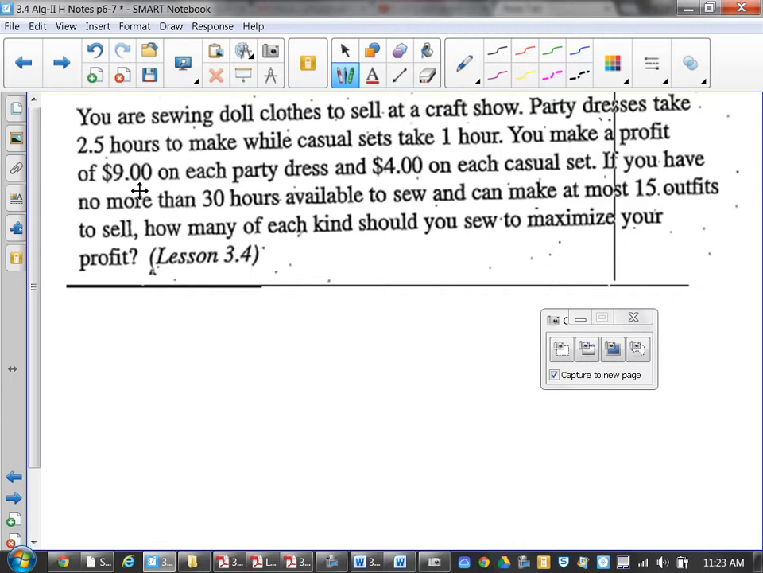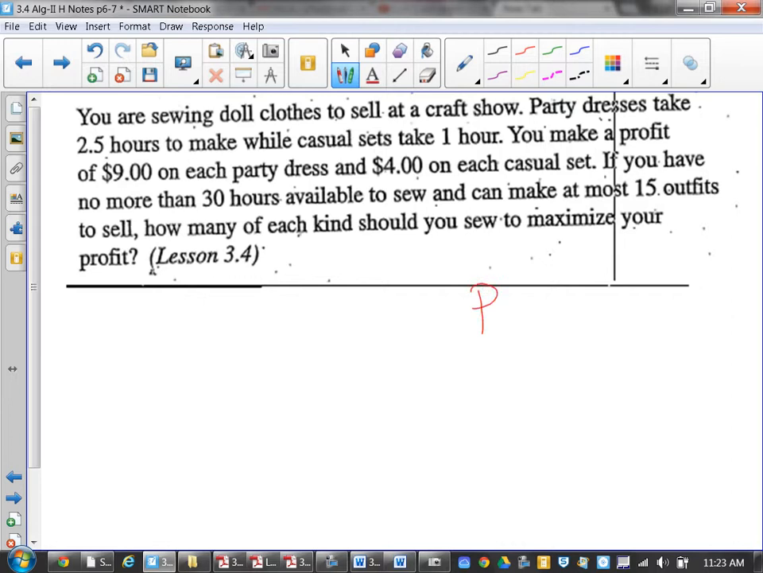Six. It's at 5. No, per dress. She makes $4 per dress that she makes. No, she makes 4 just for a casual set. The casual set takes an hour, so she's making like $4. Oh, I never thought of that. That sucks. Yeah, why is she doing it? That's what she likes to do.